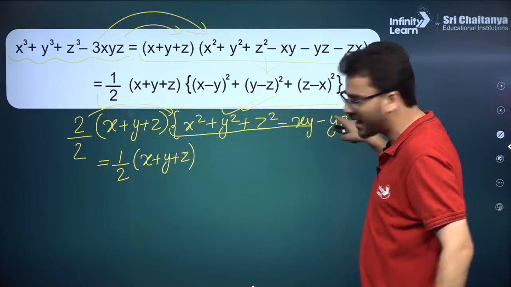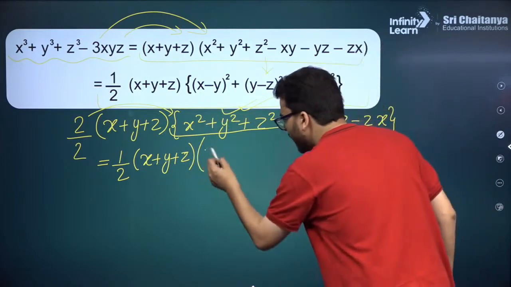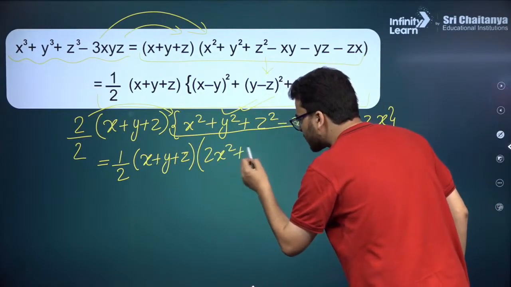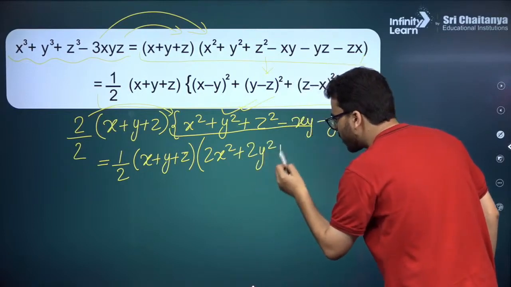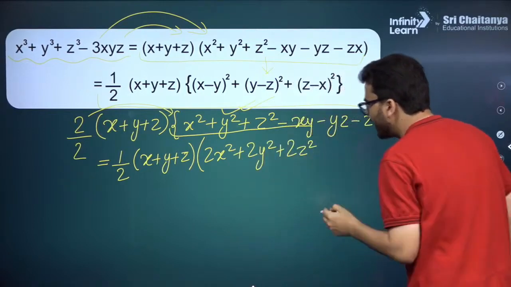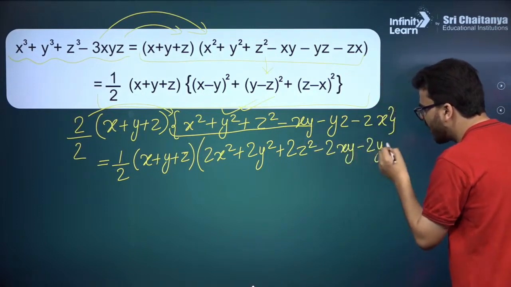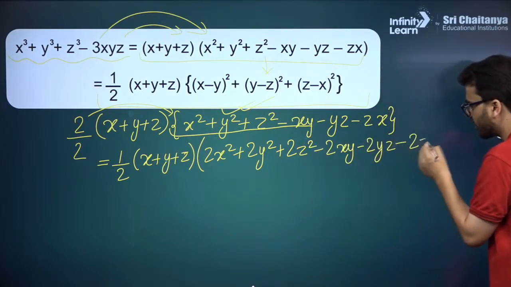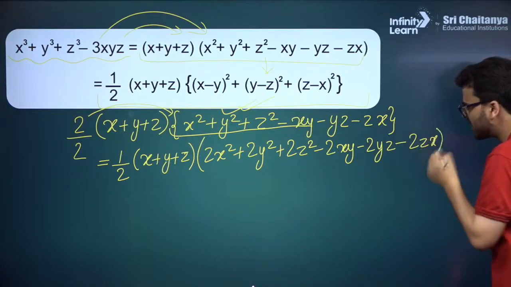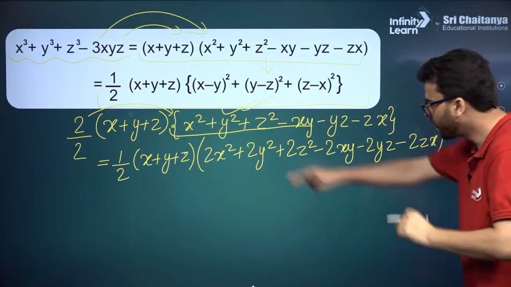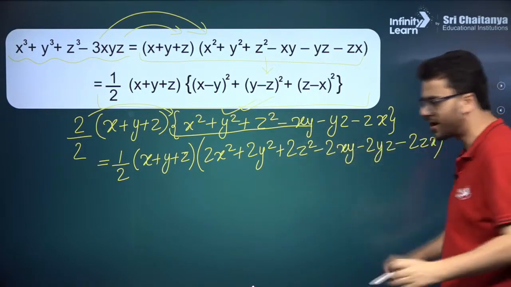This 2 I'm taking inside this bracket. So I will get over here 2x square, 2y square, 2z square, and then we are getting minus 2xy, minus 2yz and minus 2zx over here. I hope this part is clear up till here, right? Now we just need to rearrange this and we'll get the result.